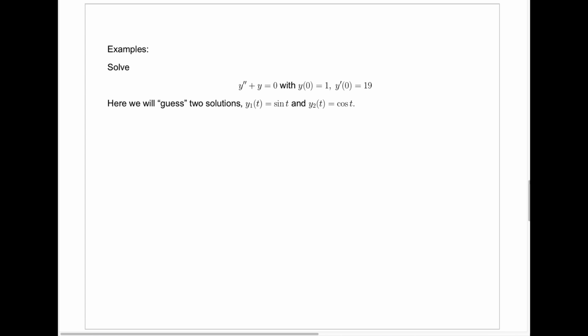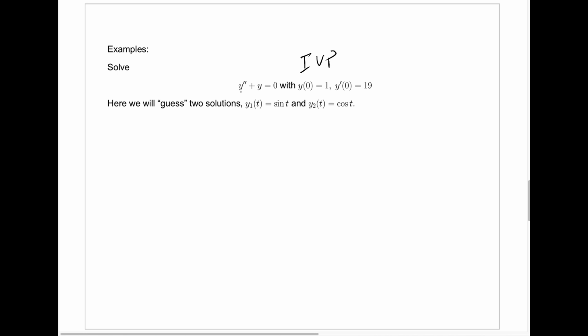We're going to talk about some very early examples of solving second-order linear homogeneous differential equations. Here we'll start with an initial value problem, where we have this very simple differential equation, y double prime plus y equals 0, with the initial condition that y of 0 is 1 and y prime of 0 is 19.